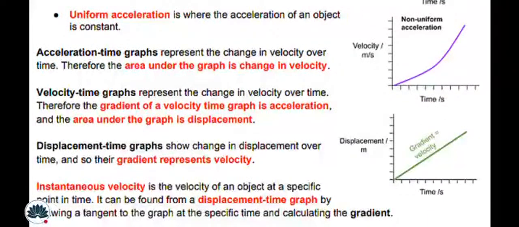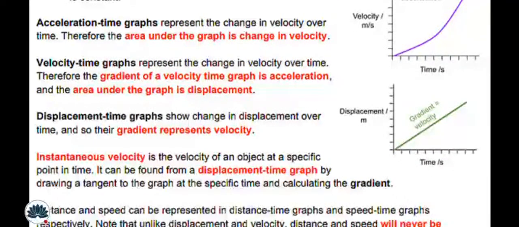A displacement time graph shows the change in displacement over time, and so its gradient represents velocity. Instantaneous velocity is the velocity of an object at a specific point in time. Do not mind the wording. It can be found from a displacement time graph by drawing a tangent to the graph at the specific time and calculating the gradient. What is a tangent?